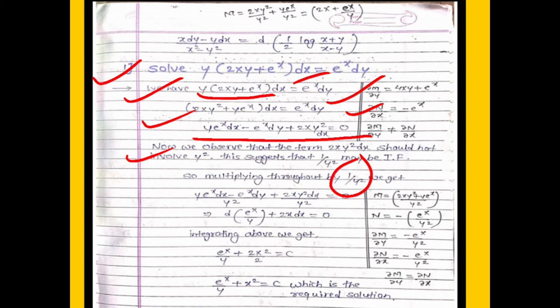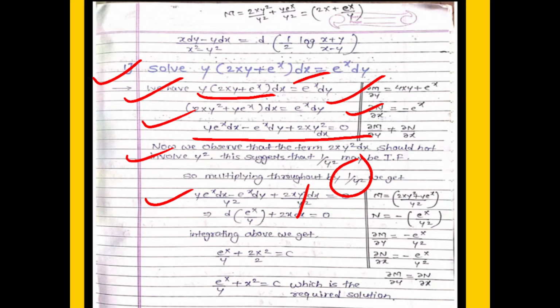So after multiplying, you will get y e^x dx minus e^x dy upon y square plus 2xy square dx upon y square is equal to 0. And we know that (y e^x dx minus e^x dy) upon y square is the derivative of e^x upon y, and y square will be cancelled and we will get 2x dx, which is equal to 0.